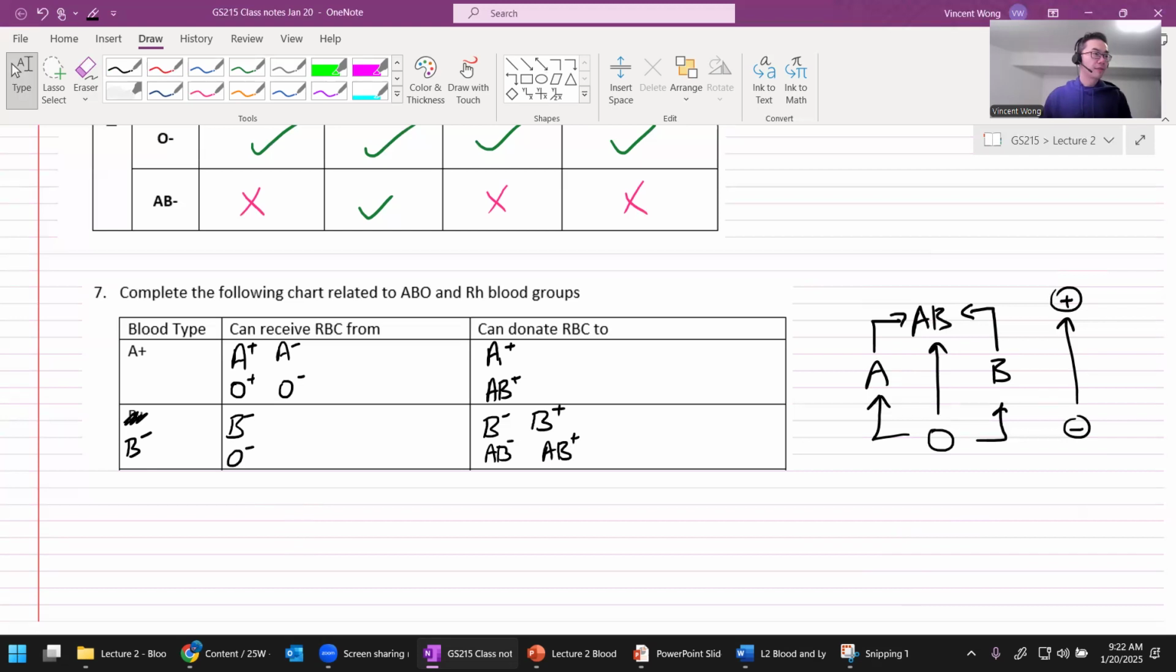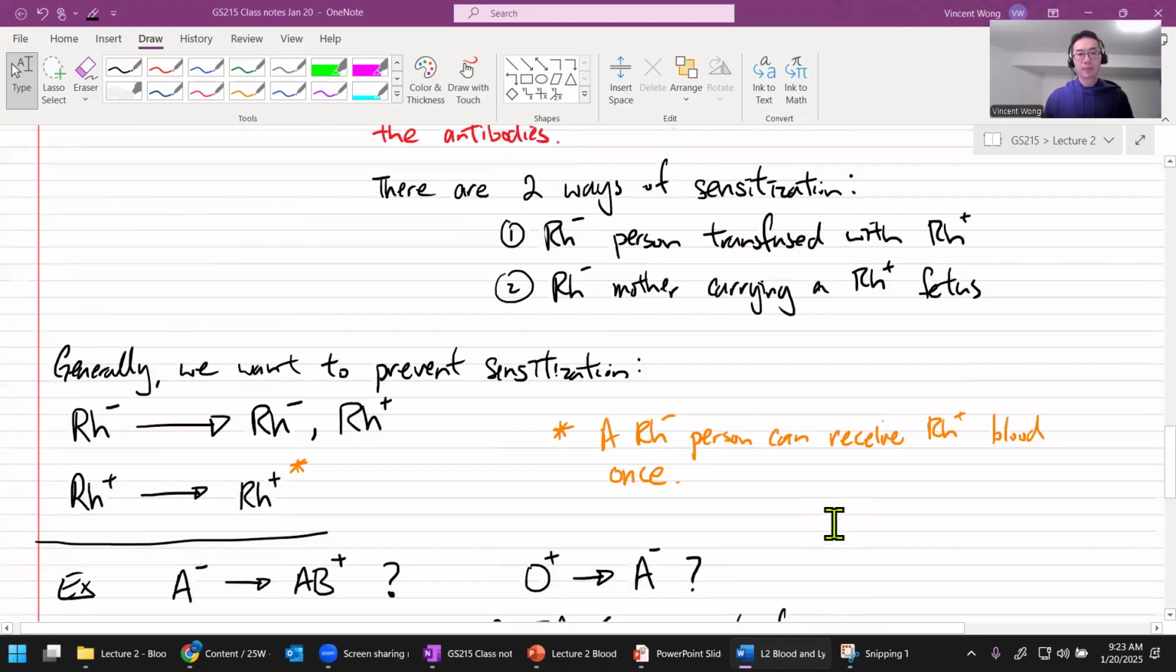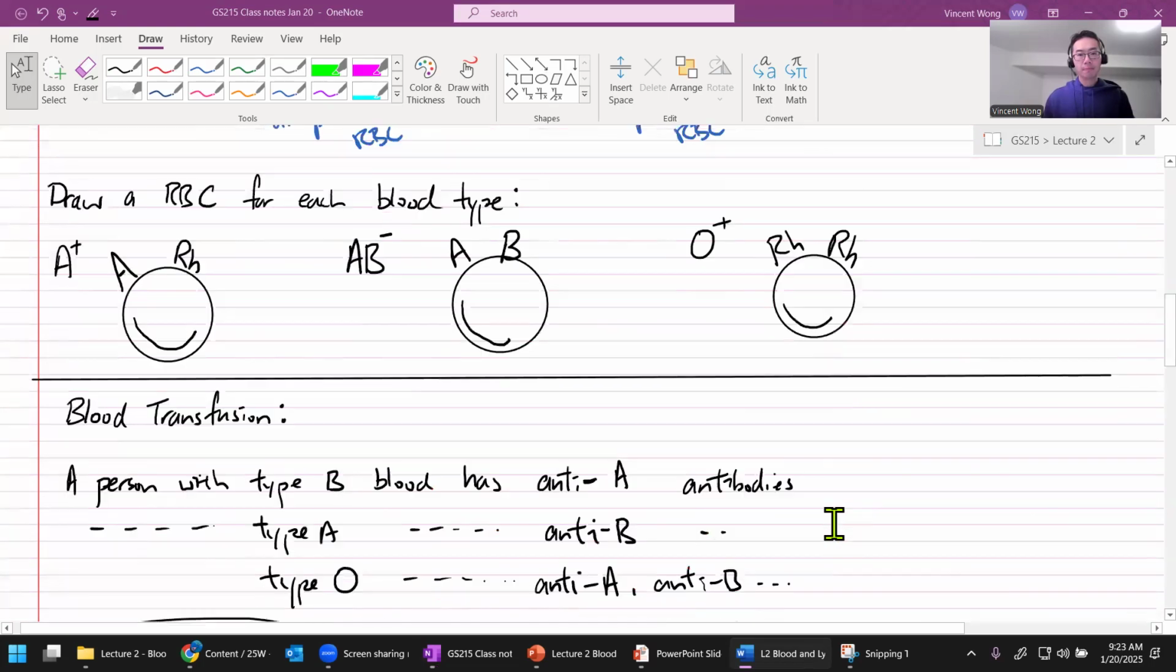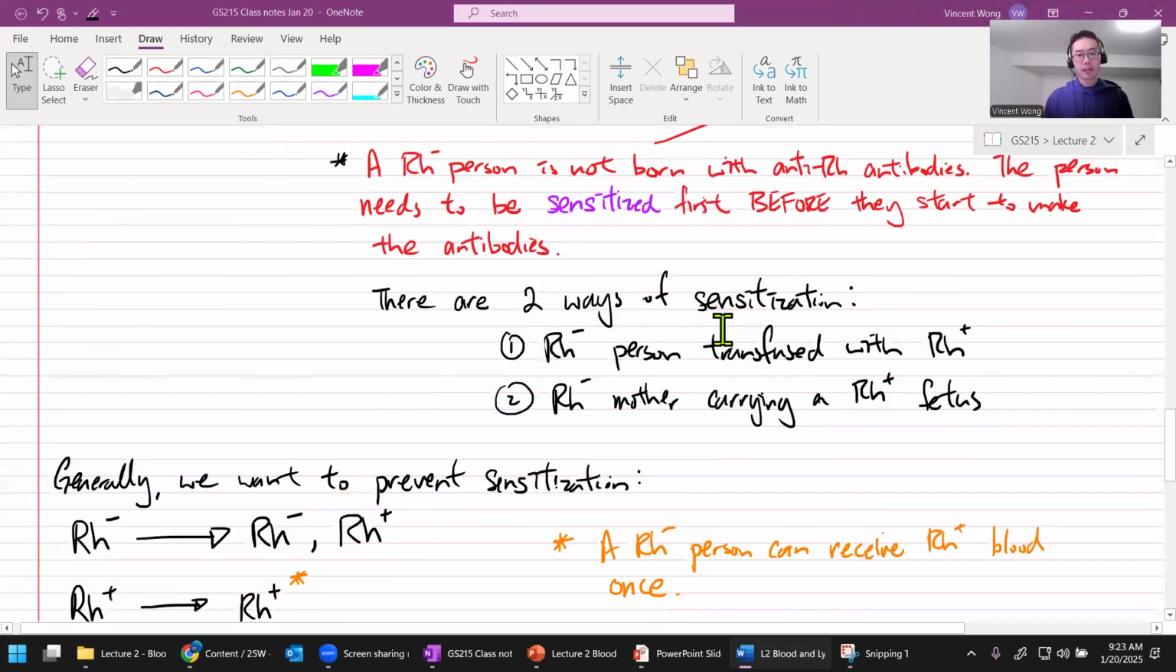All right, that's it for blood transfusion. There are other things we need to talk about. I'm just deciding what to do next so that it makes more sense. Let's talk about the sensitization more, and then we're going to do some other questions.